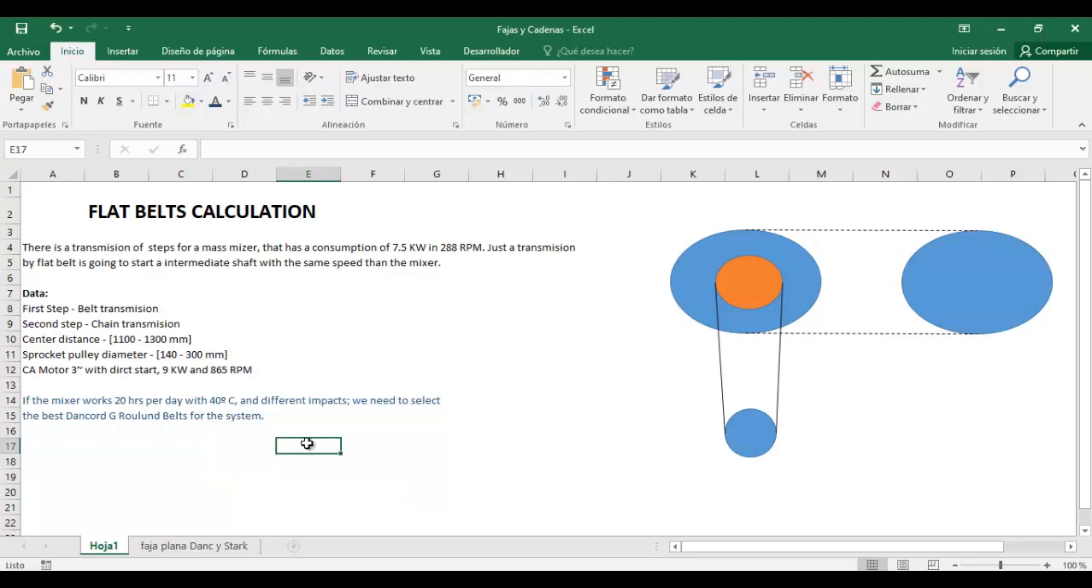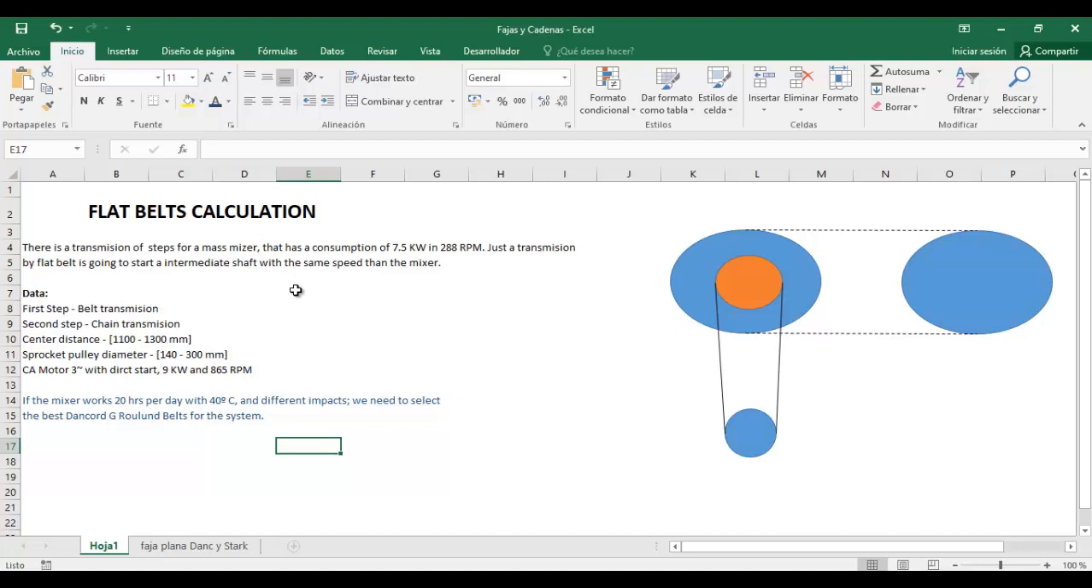The last topic that we were talking about was flat belt calculation. The last video was in Spanish, so now it's time for the English part. So let's start. This is an example with a different situation. The equations are kind of similar to those for chain transmission. The only difference is that this is for belts. So this is the example.